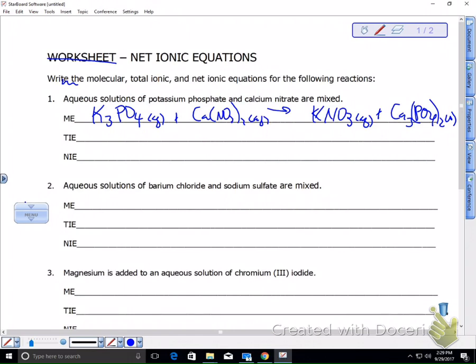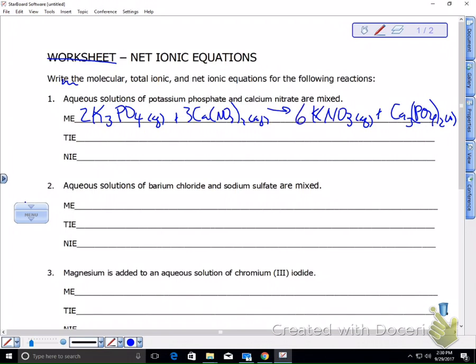Now we're going to go through and break up anything that's a strong electrolyte. That means aqueous salts. Everything that's aqueous is fully soluble. It's broken up. So we'll have here, I need to balance my equation first. So let's go back, and we need 2 phosphates. We need 3 calciums, and we'll need 6 KNO3s.